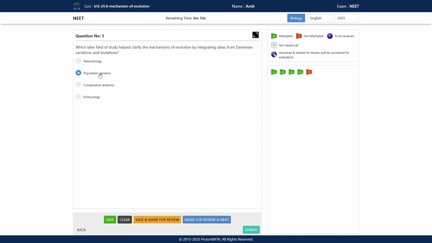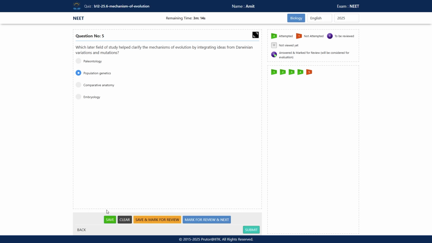Option A is paleontology, which is the study of fossils. So basically paleontology gives you evidence of evolution. By studying fossils, you can determine whether evolution is occurring or not. Then comparative anatomy, this is also evidence of evolution. By comparing the anatomy and morphology of the organisms, you can tell whether evolution is occurring or not. Then embryology, this is also evidence of evolution. You can study the embryos of different species, whether they have similarities or not.